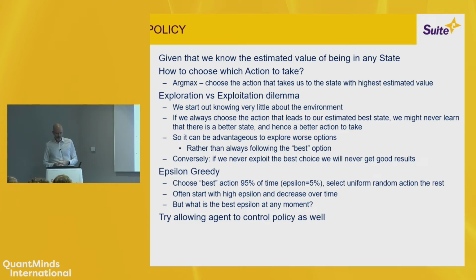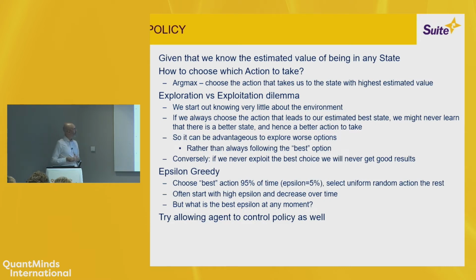Now, if we look at the policy, the question we have to answer is, given that we know the estimated value of being in any state, how do we choose which action to take? The most trivial or obvious is to do an argmax across the actions. So we choose the action that takes us to the state with the highest estimated value.